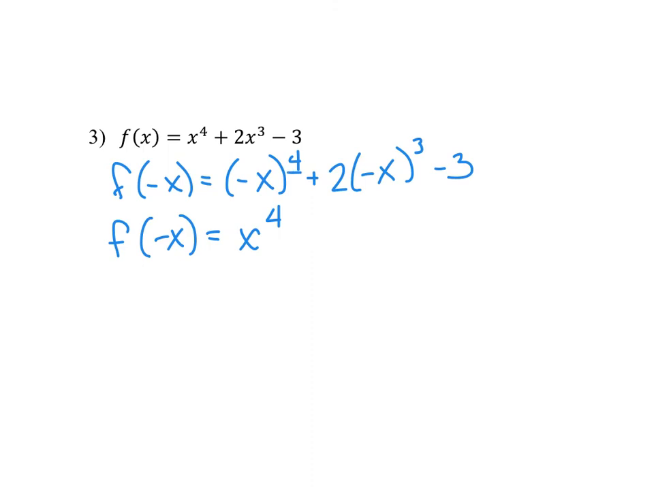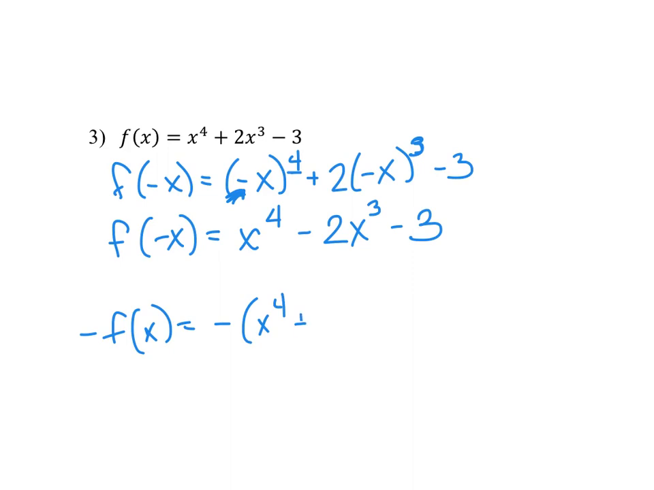Okay, so it's an even exponent, so this negative here becomes a positive. It's an odd exponent, so the negative here makes this negative 2x cubed, and then negative 3 just stays the same. All right, so then what's negative f of x? So negative f of x would be negative x to the fourth plus 2x. All right, so it's negative x to the fourth minus 2x cubed plus 3.